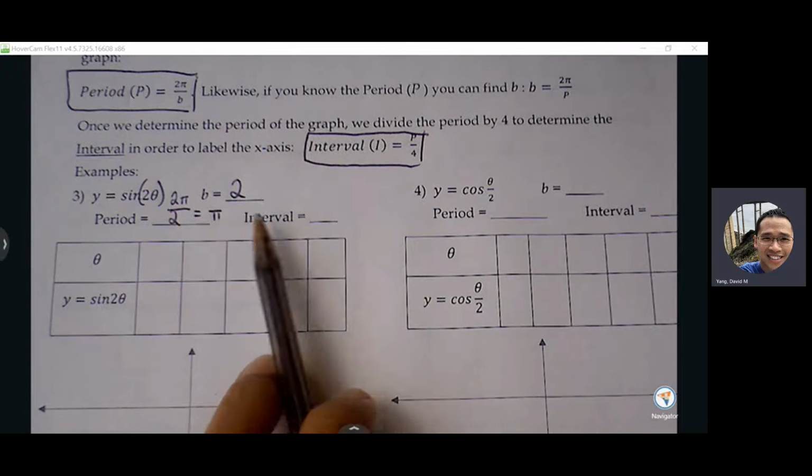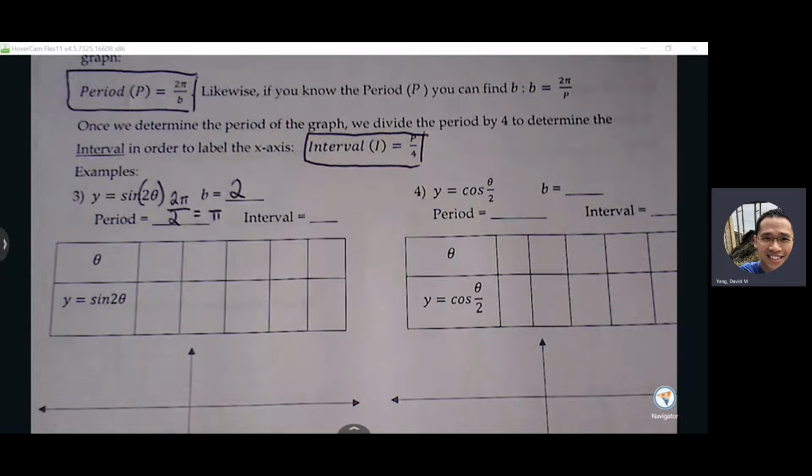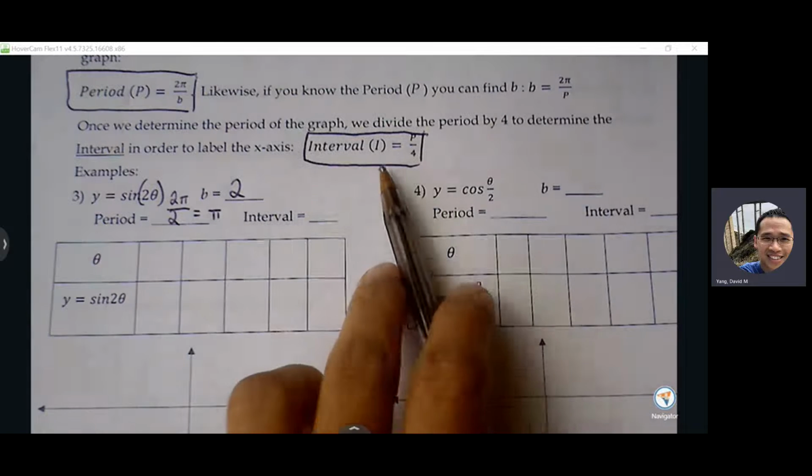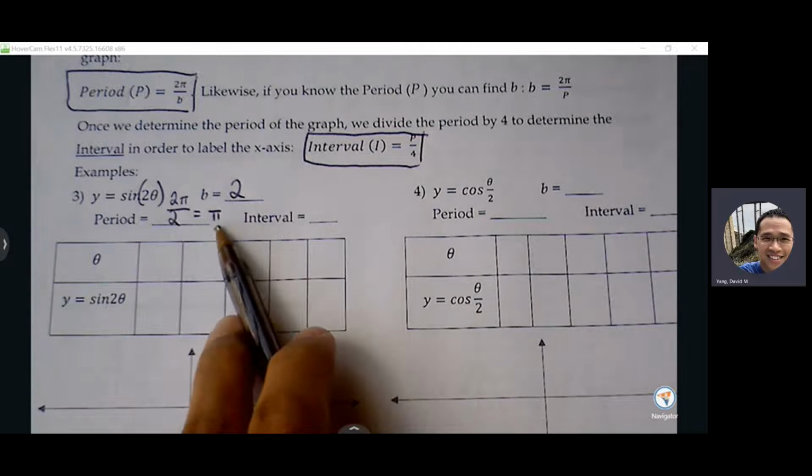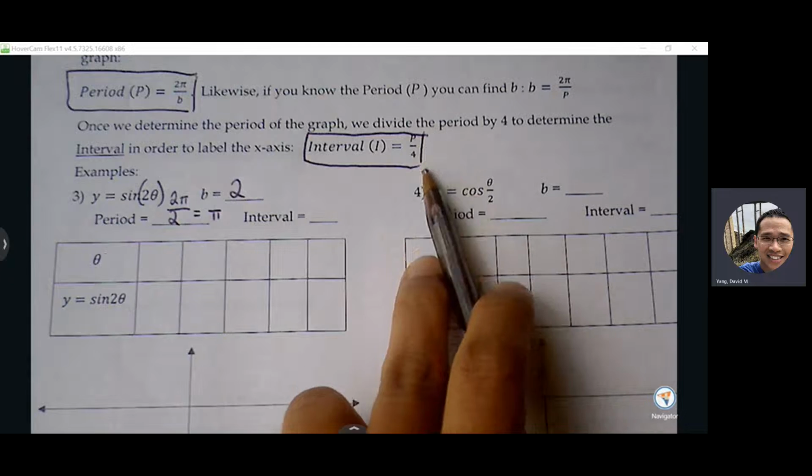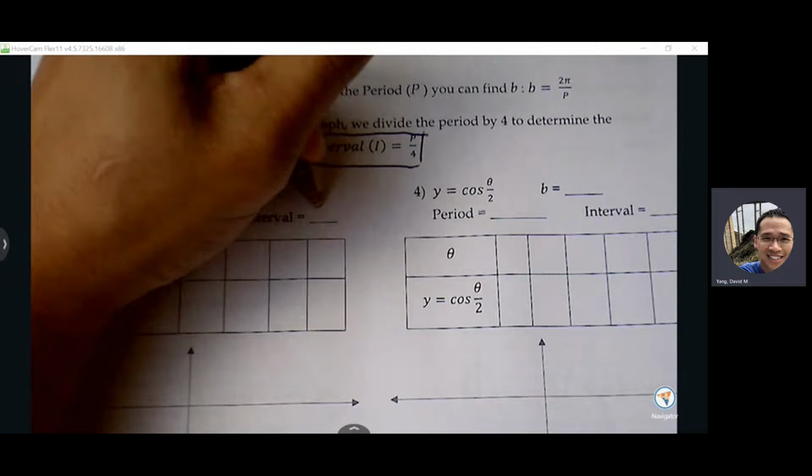But we want to make sure that we separate our subintervals to make it easier for us to graph. So our interval is taking our period divided by 4, right? So p divided by 4. So our interval is going to be pi over 4.